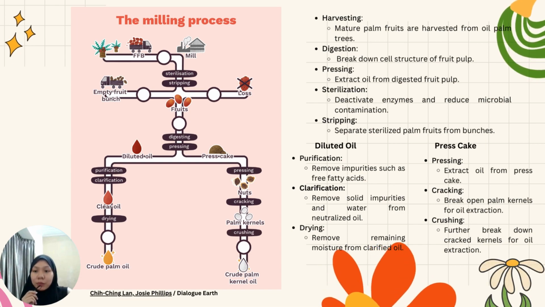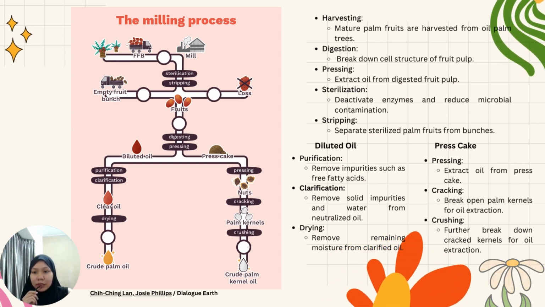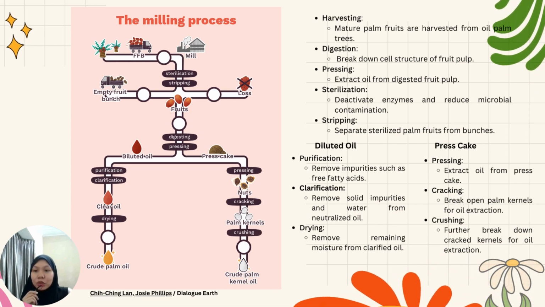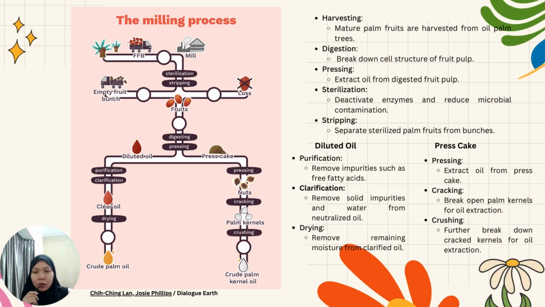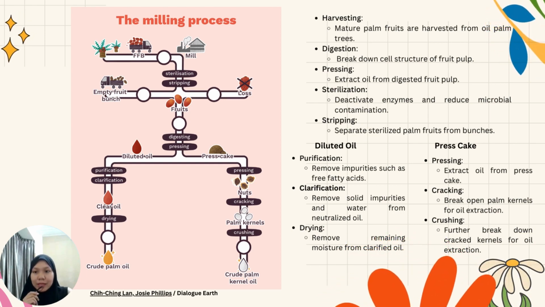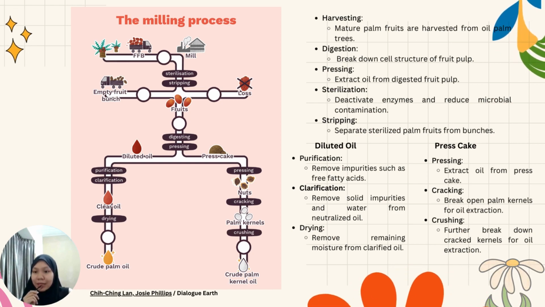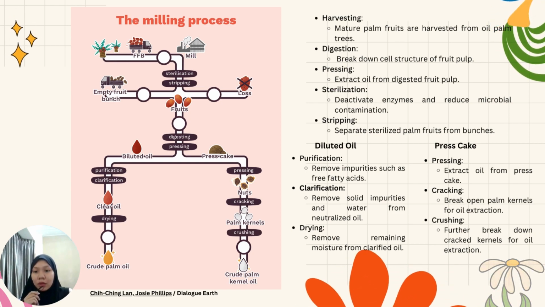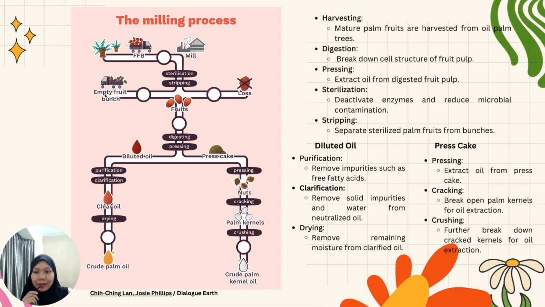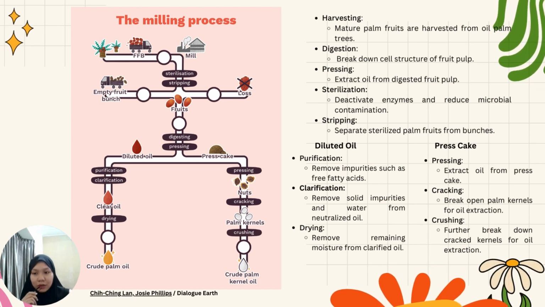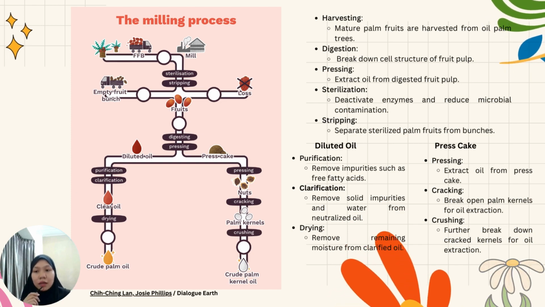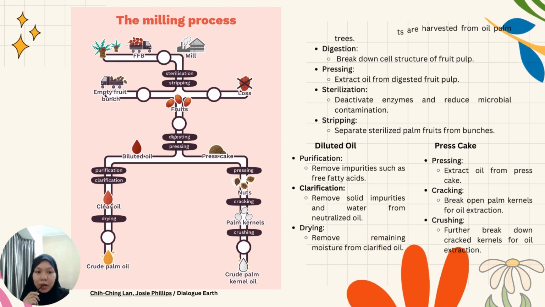After the pressing process in palm oil production, the extracted material typically separates into two main components, diluted oil and press cake. Diluted oil refers to the crude palm oil, CPO, obtained from the pressing process. It is the primary product of oil extraction and contains a mixture of triglycerides, fatty acids, along with impurities such as water, solids, and other non-oil components. Press cake, also known as palm kernel cake, PKC, is the solid residue remaining after oil extraction from the fruit pulp. It primarily consists of fibrous material, residue oil, and other non-oil components such as protein and carbohydrate.